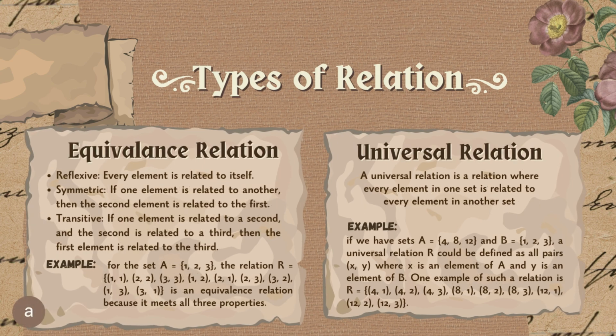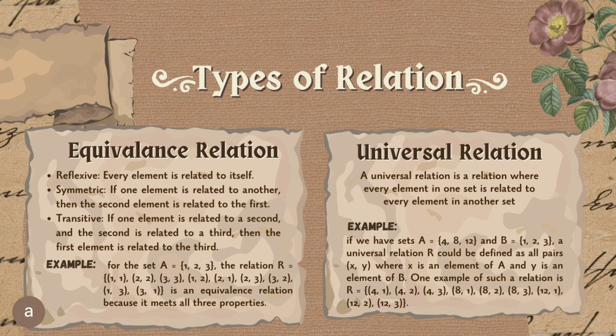Equivalent relation. Equivalent relation is like a special kind of friendship between elements in a set. To understand it better, let's break down its 3 properties. First, reflexive. This is like everyone being their own friend. In the set, each element is related to itself. For example, if you are in the set, you are friends with yourself.